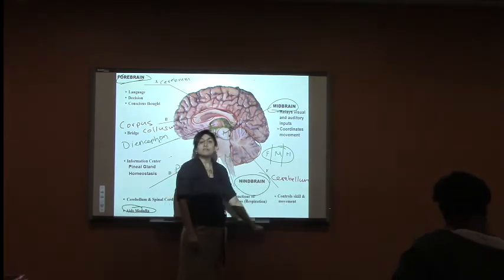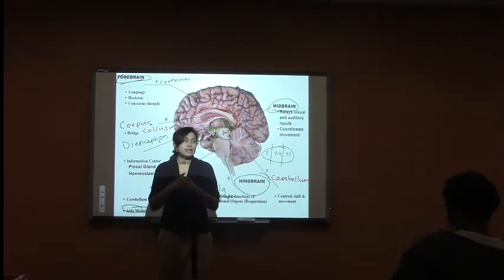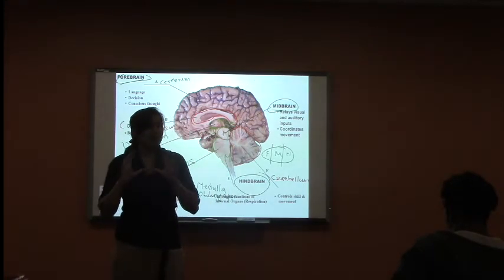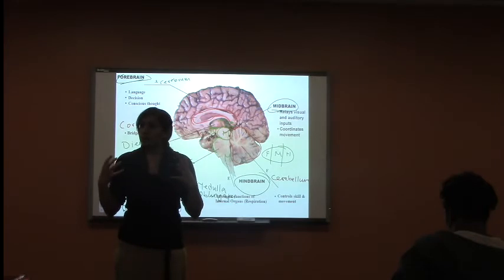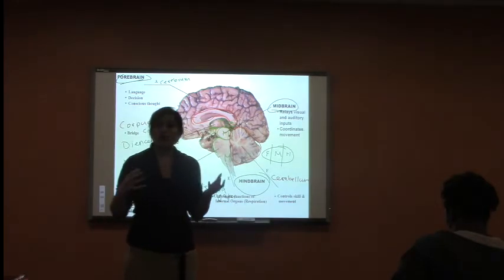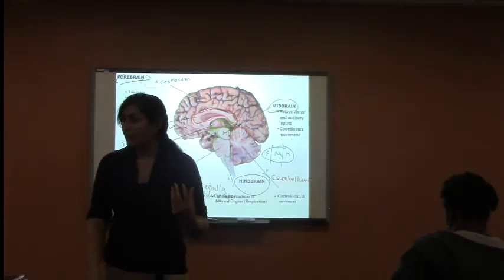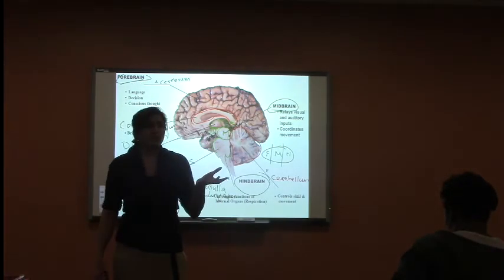Now, what is the cerebellum responsible for? Control of skills and movement. It's responsible for fine skill movement. Does that mean that you learn how to walk from there? No. But, okay, as a child, when he's learning how to walk, he's all wobbly. But as he gets older, his movements become more refined, right?